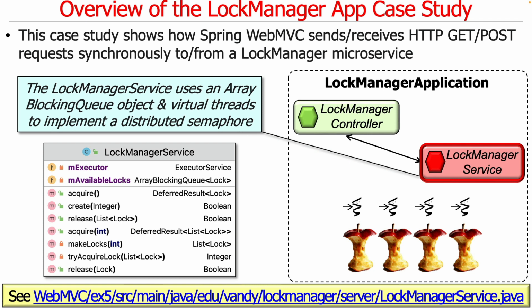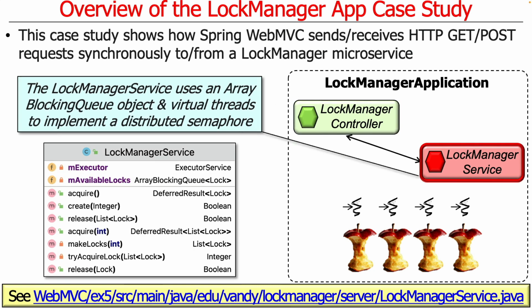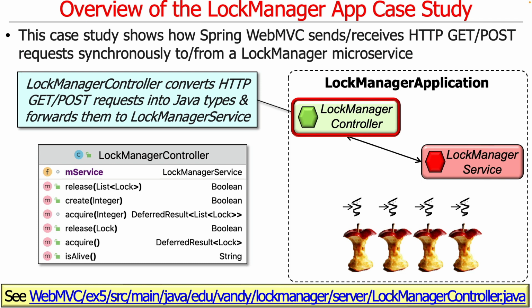So this is the LockManager service interface. You can see we have an executor that's going to make these virtual threads. We have this blocking queue, we'll talk more about that, that keeps track of the number of locks or semaphores that are available. And then we've got all these methods. And these methods are very similar to the methods over here. Just they're the implementation methods, whereas these are the ones that form the interface between the HTTP world and the Java world.